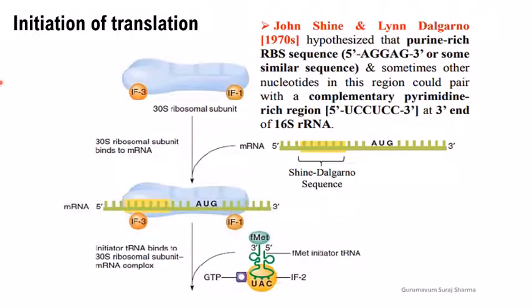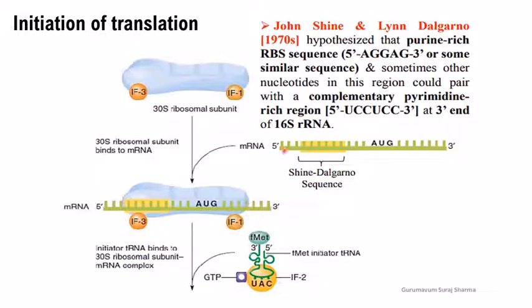The first step in the initiation of translation is that initiation factor number 1 and initiation factor number 3 bind to the 30S ribosomal subunit, which is the smaller ribosomal subunit. This complex of initiation factors 1 and 3 along with the 30S subunit then binds to an mRNA molecule, which is the template for translation.